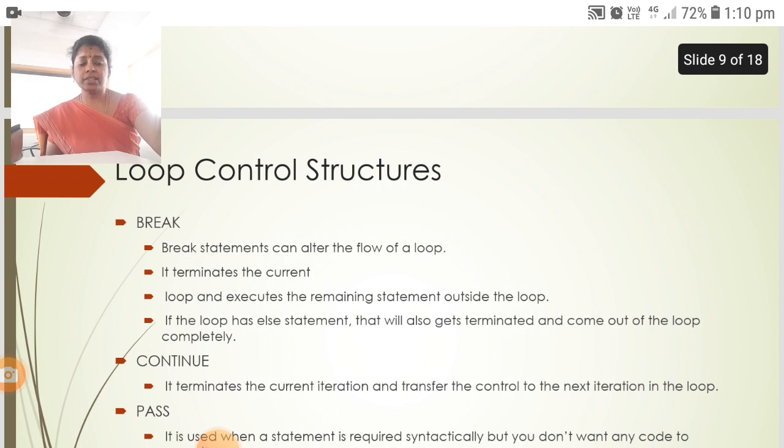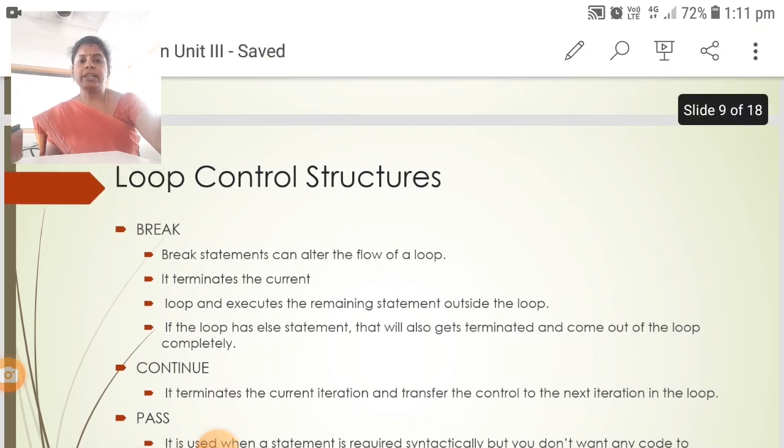Loop control structures. The loop control structures are break, continue and pass. The break statement can alter the flow of the loop. It terminates the current loop and executes the remaining statements outside the loop. If the loop has an else statement, that will also get terminated and control comes out of the loop completely.